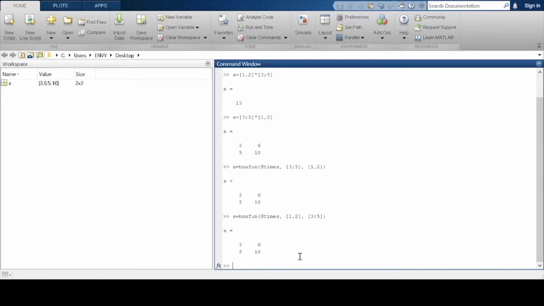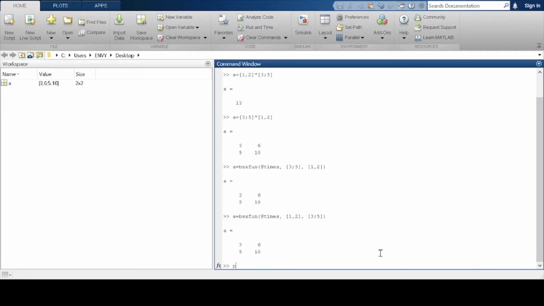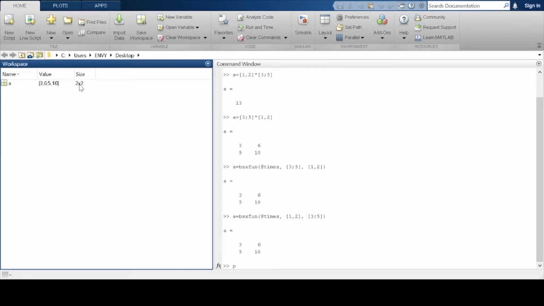So what exactly is the bsxfun function? It performs element by element operations and you supply a function name. So in this case, it's @times, which performs multiplication, and the two inputs are a row vector and a column vector. So the output is a 2 cross 2 matrix. So as you can see here.